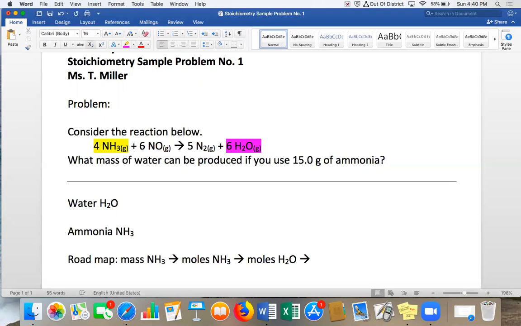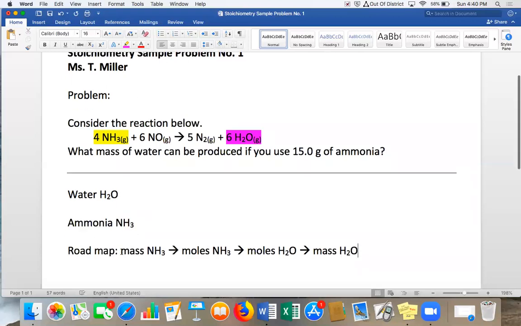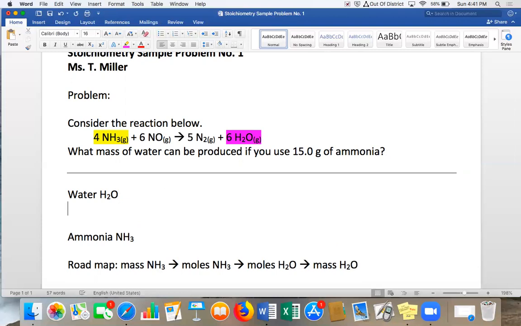And then once you've got moles of water, you can use molar mass to convert to mass of water. Okay, so there's our plan. These are the steps we'll be going through using conversion factors. And we're going to need the molar masses. So let's determine those here.